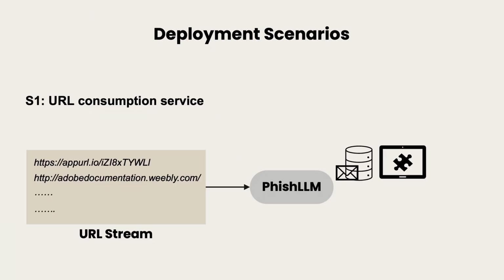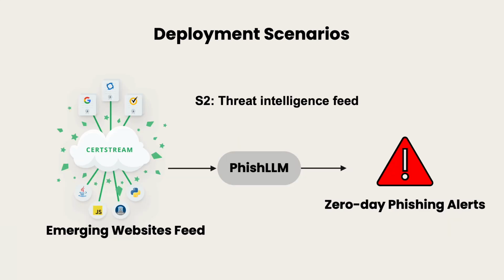PhishLLM can be deployed in various scenarios. Scenario 1 is as a URL consumption service. PhishLLM can be integrated at the email server or as a browser plugin to scan a stream of URLs. Scenario 2 is as a threat intelligence feed. PhishLLM can actively scan the emerging websites and report zero-day phishing alerts.